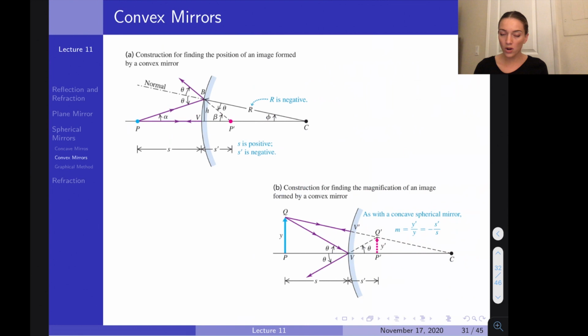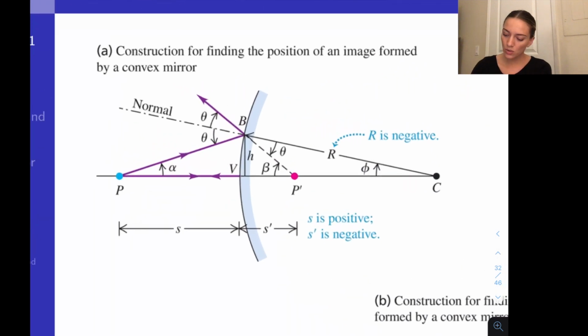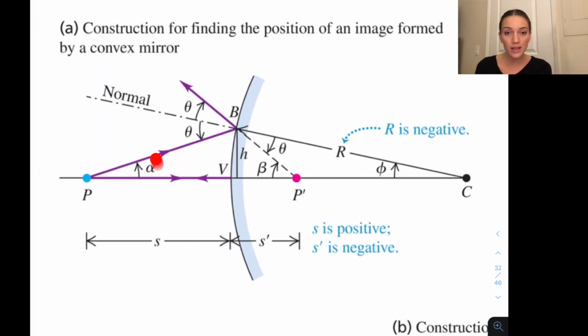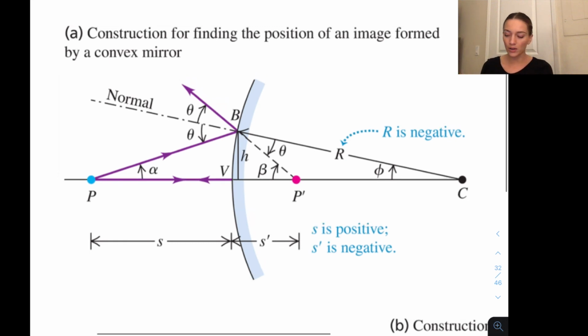Okay, so now we're going to go on to convex mirrors. For convex mirrors, you can do the same thing with alpha, beta, and phi, and I highly suggest that you do, because going through some of these derivations is really the best way to learn the material. It's a good idea to do these derivations on your own. The derivation is also in your book if you want to follow it, but you can do it similar to how we did with the concave mirror, and you'll get the same equation basically: 1 over s plus 1 over s prime equals 2 over r.